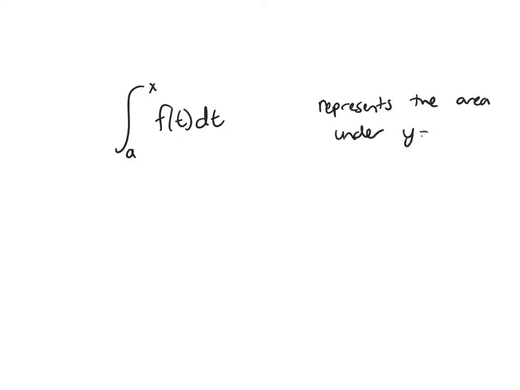So now we're going to look at, let's say my function is f of t dt, and I'm going to look at a definite integral here where it's going to start off at a, but now it's going to go up to a variable x. So again, remember that this represents the area under the function y equals f of t from t equals a to t equals x. So once I put in a value for x, I would get back the area.